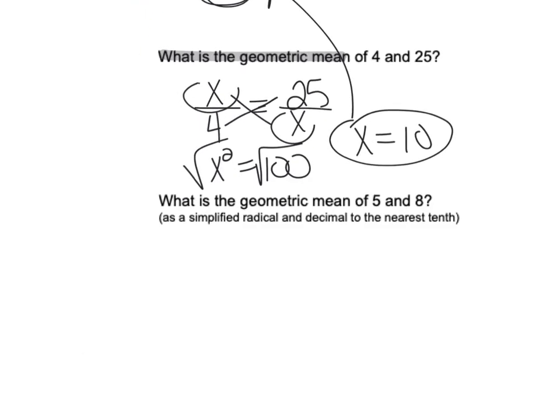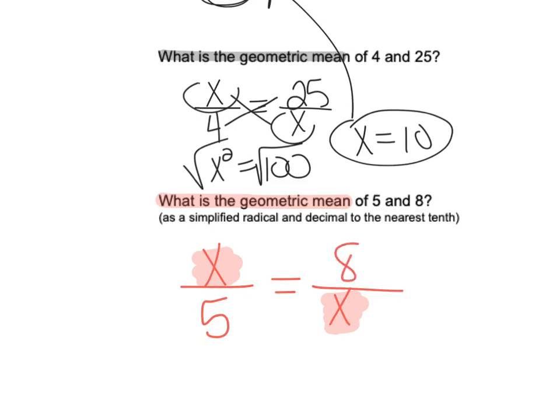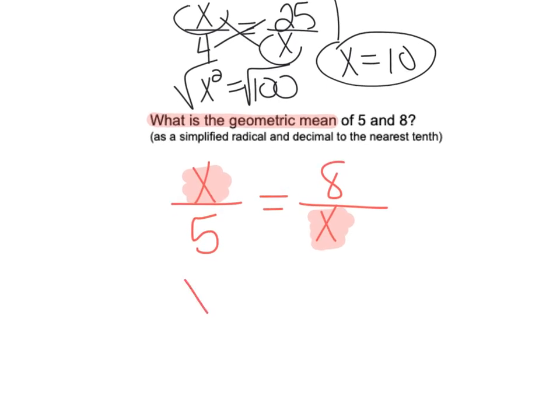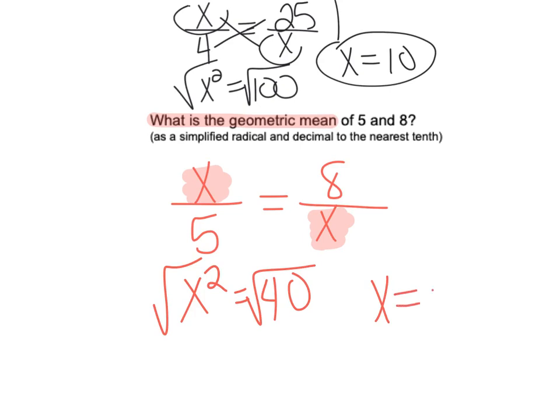Okay, and then again, it's asking what is the geometric mean. So if it's asking what is the geometric mean, we're going to get our proportion. We don't know what the geometric mean is. Whatever the geometric mean is, even if it tells us the geometric mean, we put the geometric mean in opposite corners of our proportion. And then the two numbers we're using to find the geometric mean go in the other corners, like that. So then when we cross multiply, we would get x squared equals 40. If we take the square root of both sides, we would get x equals the square root of 40.